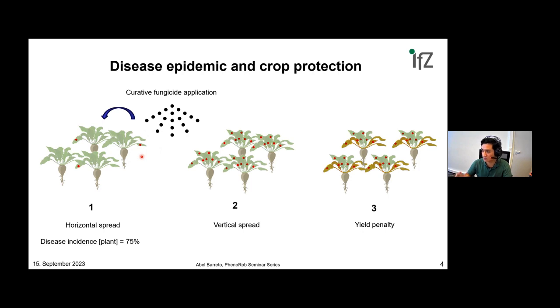This means the pathogen is already there, but we have to take this decision before it goes to this second phase. And for this, we need to quantify the disease in the field. One of the most common parameters is the so-called disease incidence. It's a way to standardize our indicators in order to go into the field and apply fungicide.